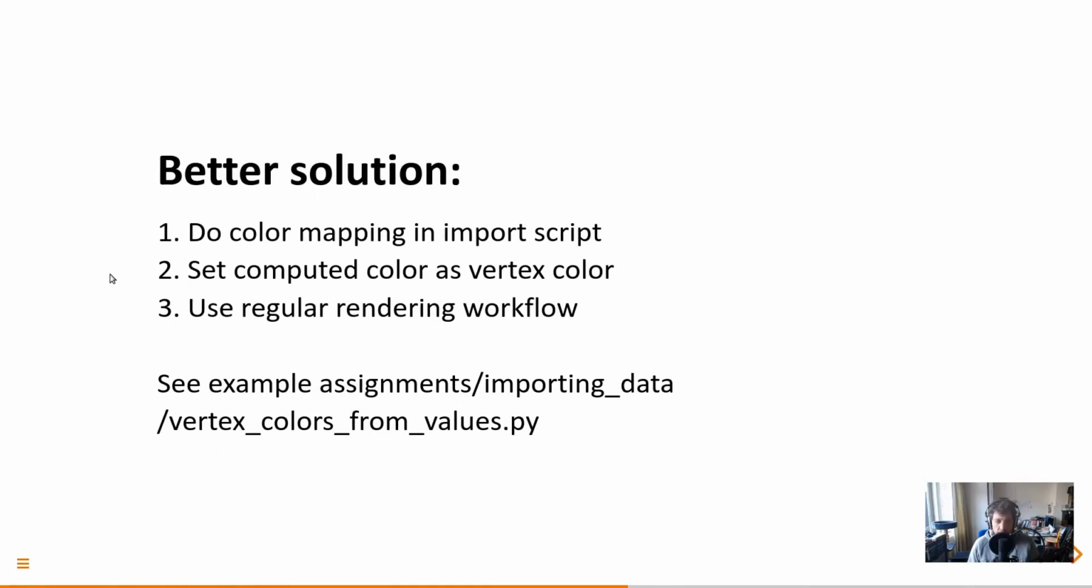There's a better solution, and that's to do the color mapping in an import script. So you can map whatever value you have into a vertex color, store that in the imported data, and then go from there in the normal rendering workflow. And we have an example of how to do that in one of the assignments.